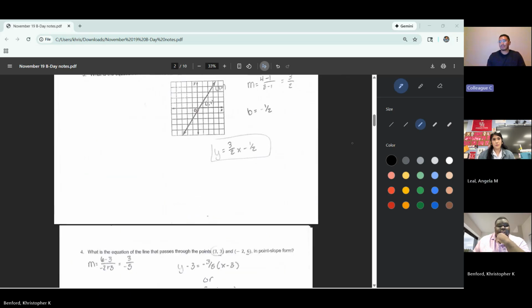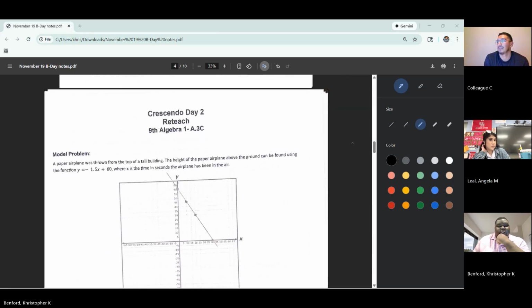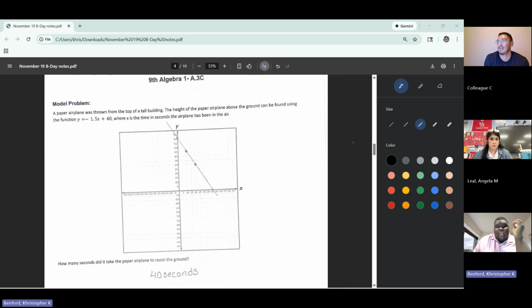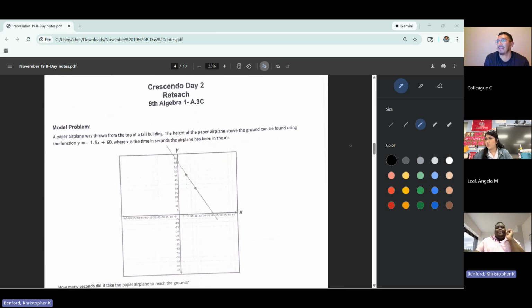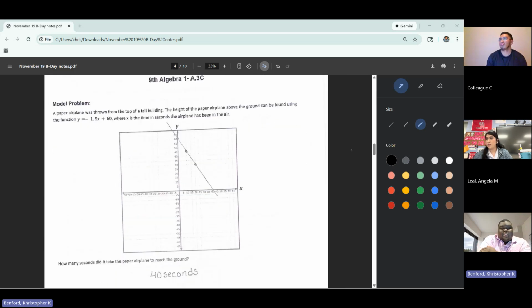Okay, so looking at our day 2 reteach, this is going to be TEKS 8.3C. So this is the word problem for their model problem. 8.3C is they need to graph linear functions on the coordinate plane and identify key features, including x-intercept, y-intercept. They need to identify their roots, also known as zeros. They'll identify their slope, and then they'll use that in mathematical real world problems.